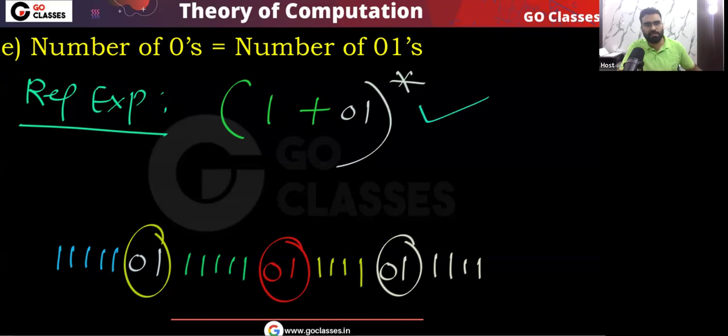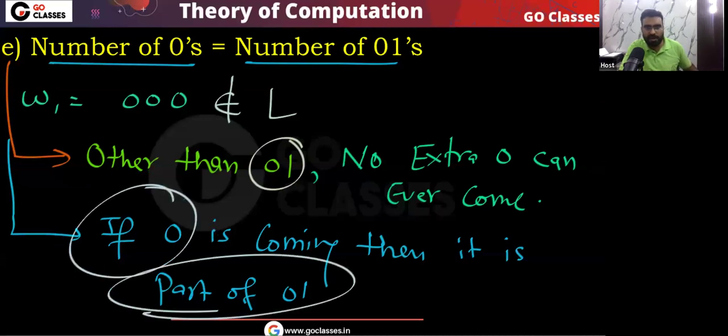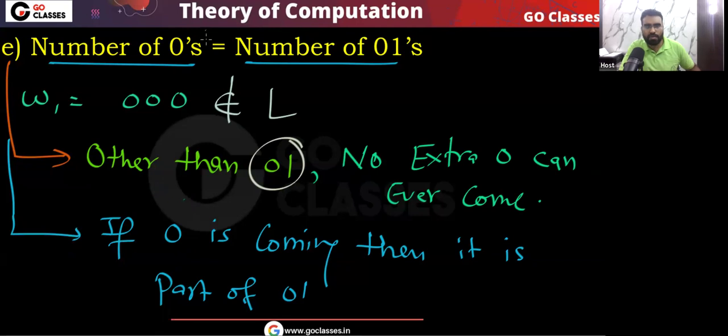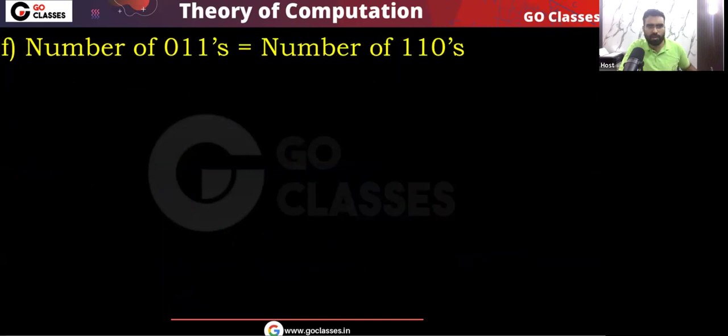Did you understand? Because if 0 will come, it will come as a part of 01. This is what we have seen. So finally I can say this is my regular expression. Understood? Okay, so very simple. What about this language: number of 011 equal to number of 110? What about this one? Please tell me.